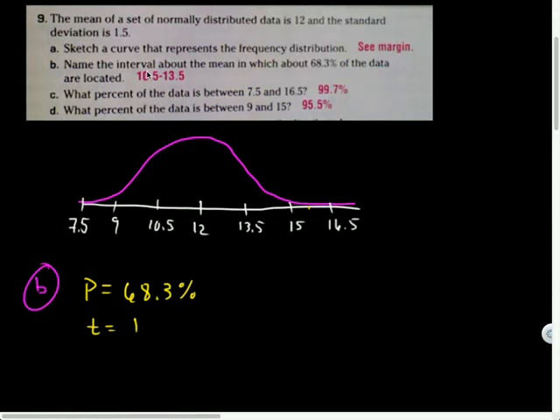Now I want to figure out what the actual numbers are where that lands. I realize we've already calculated that, but the way I could figure it out is by doing x bar plus or minus t times sigma.